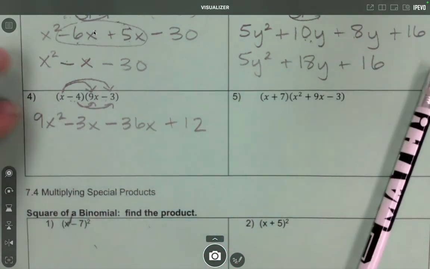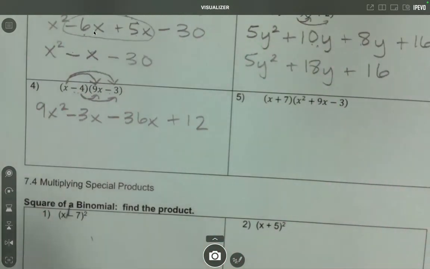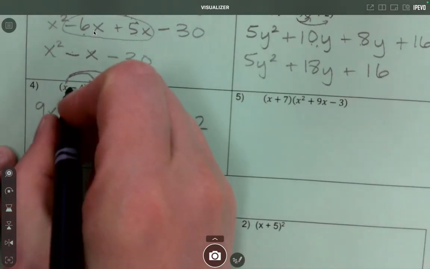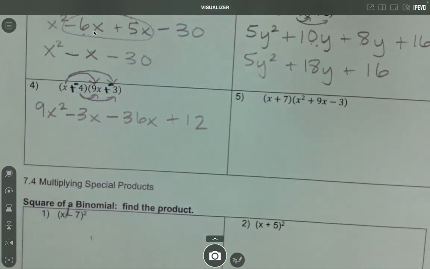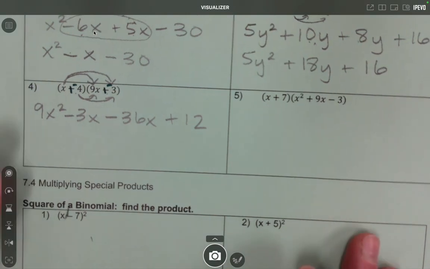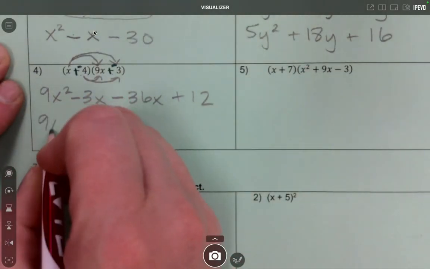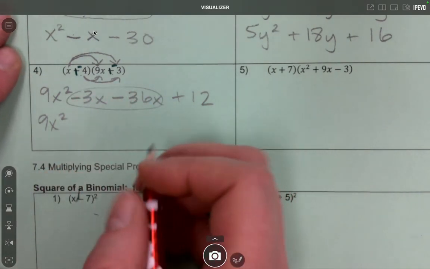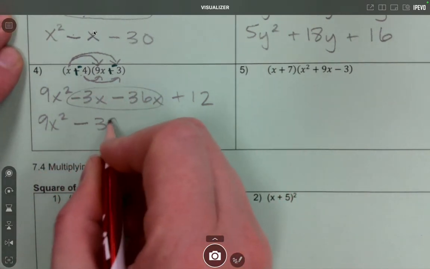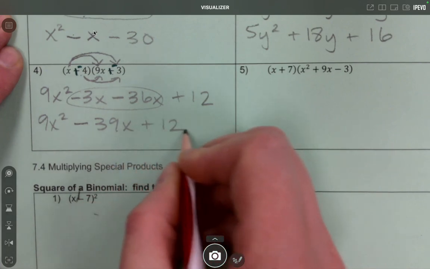It might help if you went ahead and made those minus signs into plus negatives to start with. So if that's going to help you, make sure to do that. So our last step on this one is combining those middle terms. So negative 3 plus a negative 36 is a negative 39x plus 12.